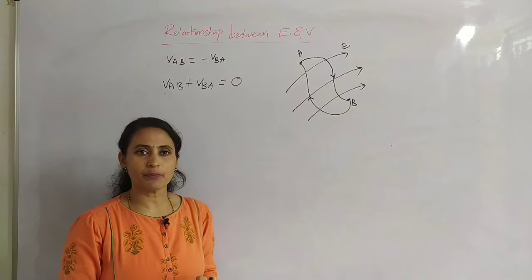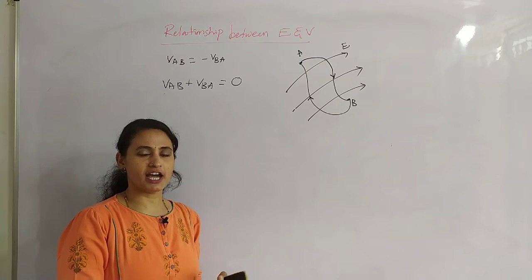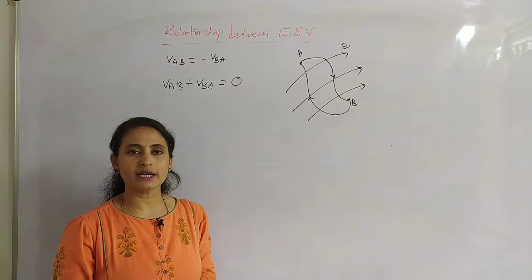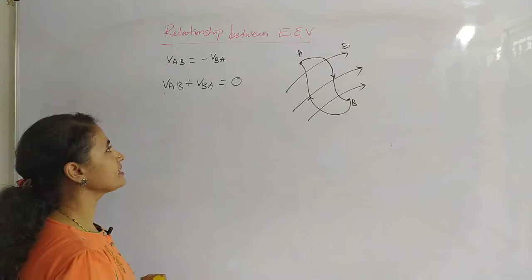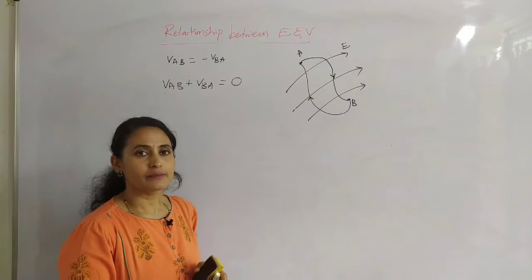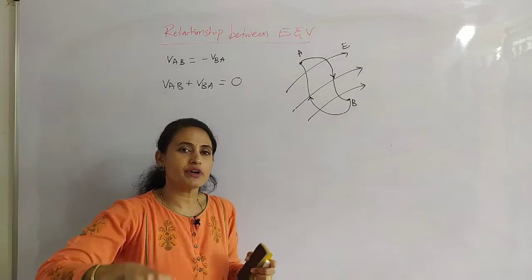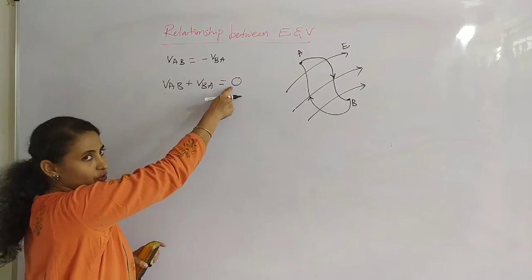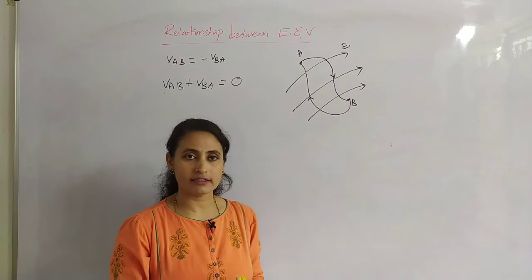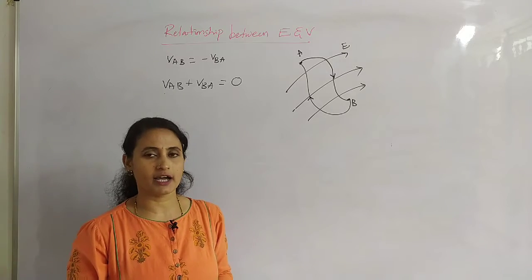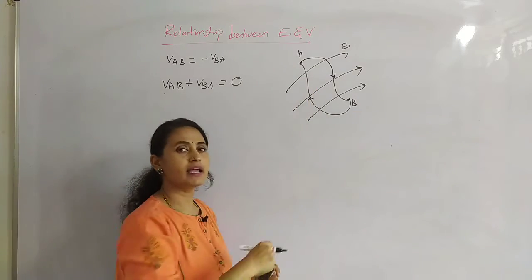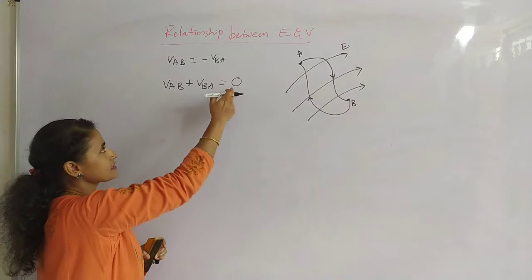So what is the resultant potential moving a point charge from A to B and from B to A? The resultant potential is 0. It means the work done moving a point charge over a closed path in electric field is 0. So the net work done in moving a point charge over a closed path in electric field is 0.